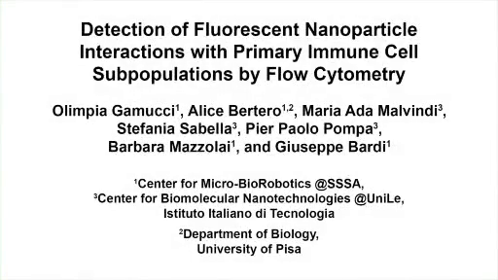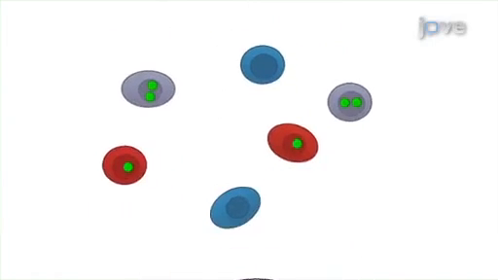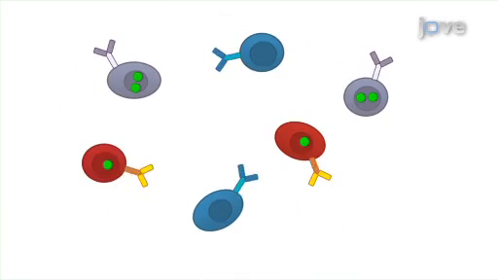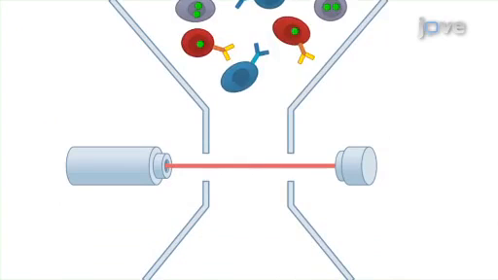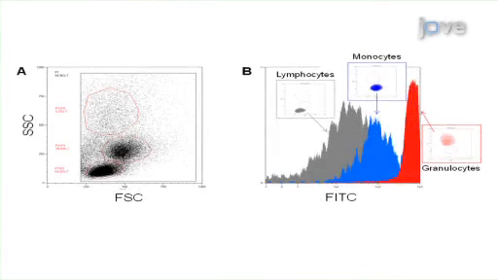The overall goal of this procedure is to detect fluorescent nanoparticle interactions with primary immune cell subpopulations by flow cytometry. This is accomplished by first treating the cells of interest with the nanoparticles. In the next step, the cells are labeled with antibody against cell-specific surface markers, and then analyzed by flow cytometry. Ultimately, the interaction of the nanoparticles with individual immune cell populations can be measured.